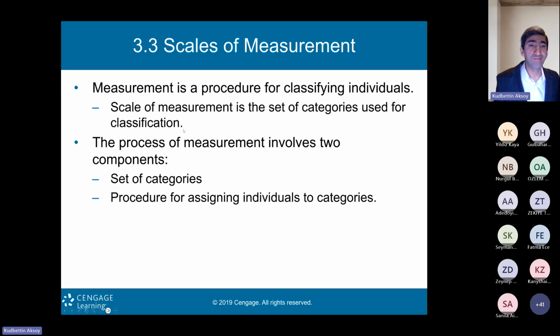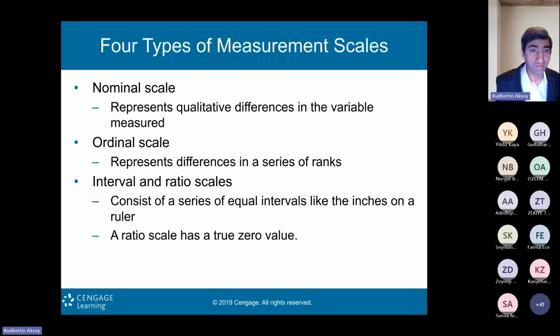And finally, we have scales of measurement. Scales of measurement is when we have a variable. Our variable could be gender, intelligence, or math performance. Sometimes it's a category, like male, female, or ethnicity. Sometimes it's a score. Sometimes it's a rank. So it's good to know the measurement scale. The lowest level of measurement scale is called the nominal scale.